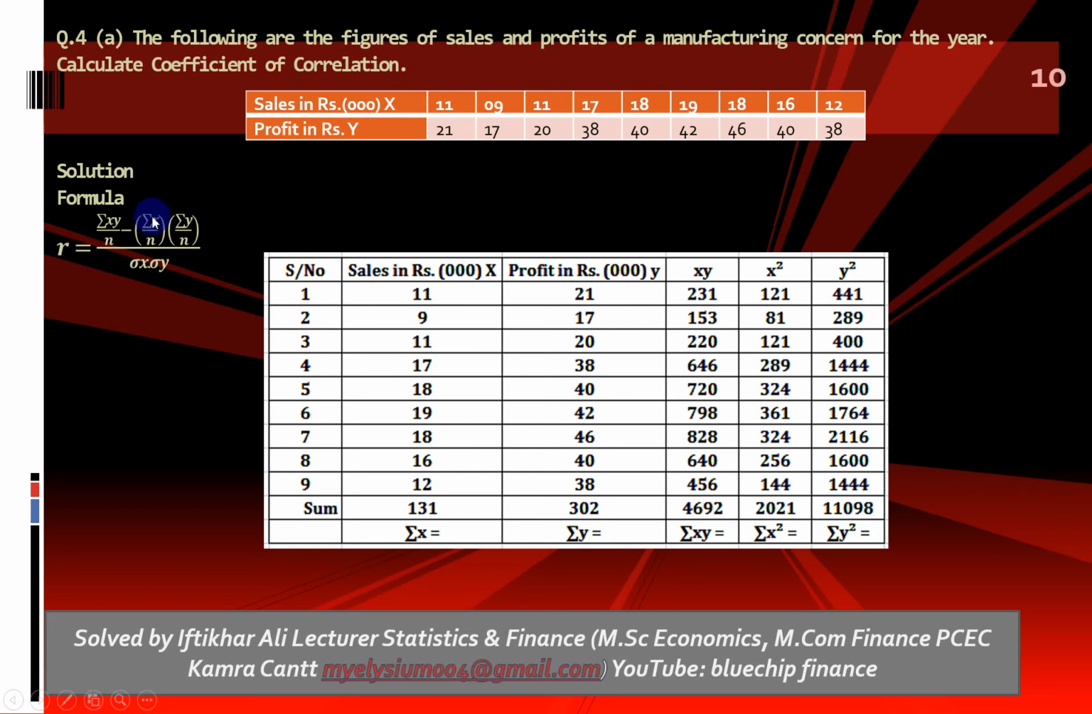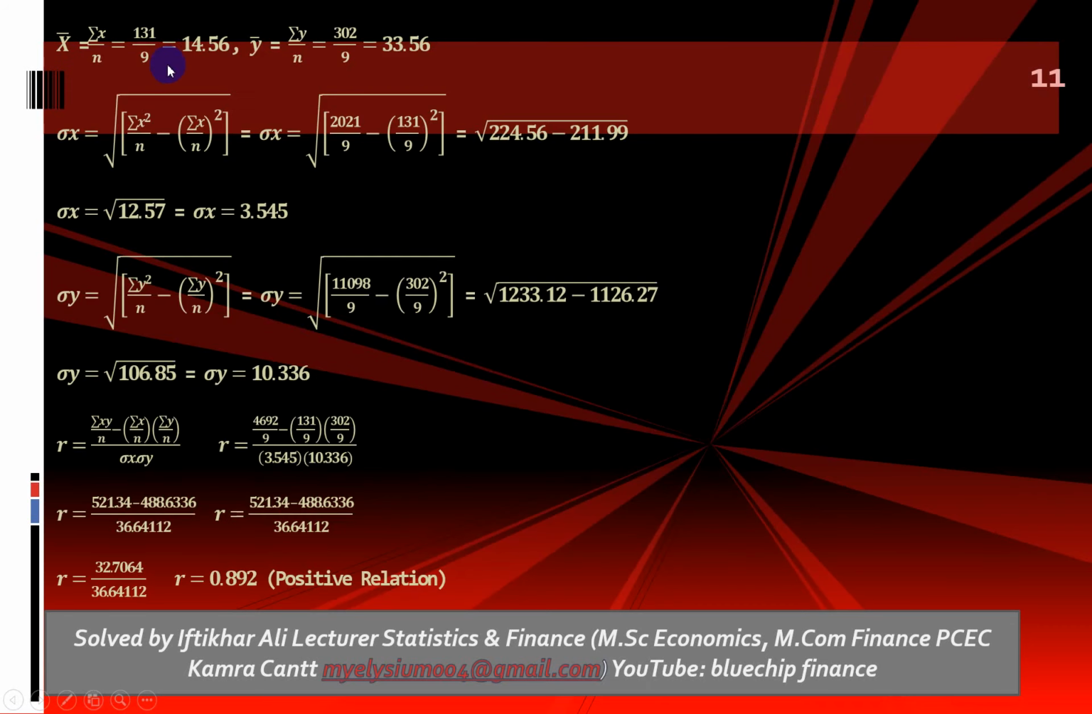We need the mean of x, the mean of y, the standard deviation of x and the standard deviation of y. Many times I told you that in correlation and regression questions we need these 5 calculations: sum of x, sum of y, sum of xy, sum of x square, and sum of y square. All these sums are given here, so we simply put them into the formulas.